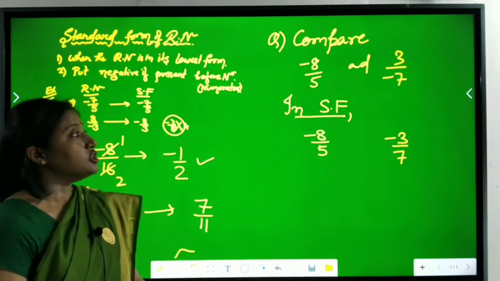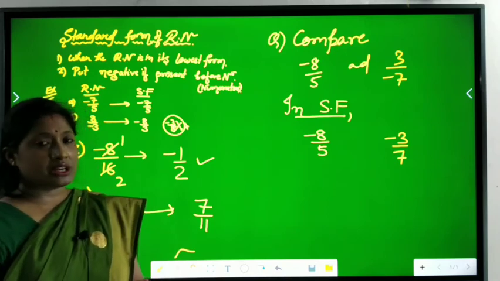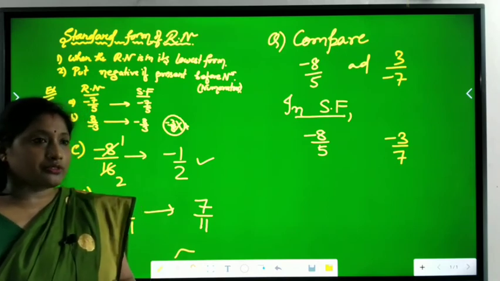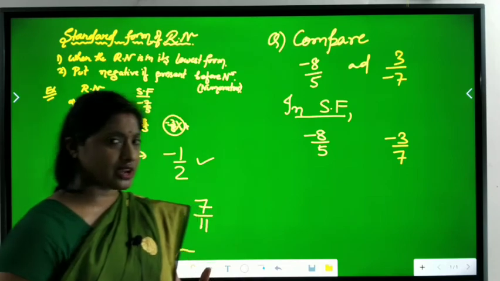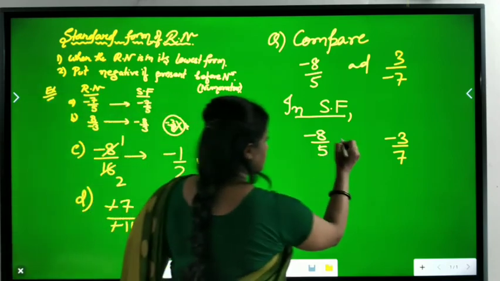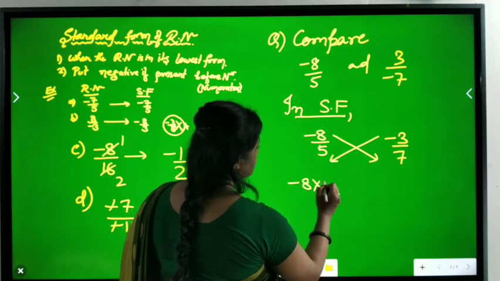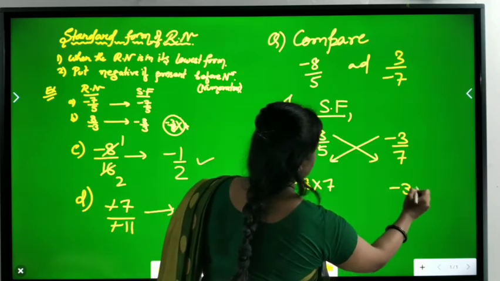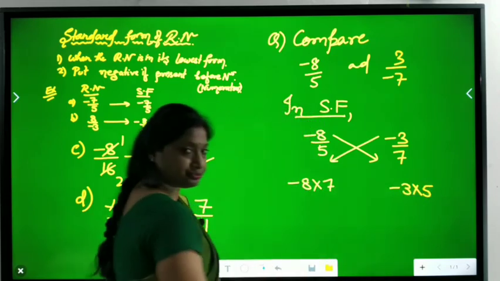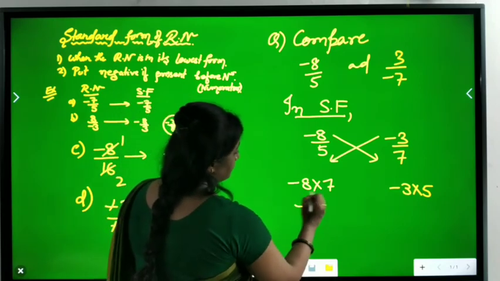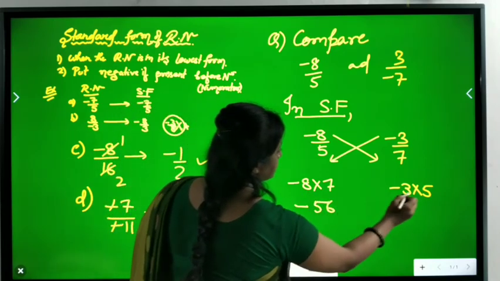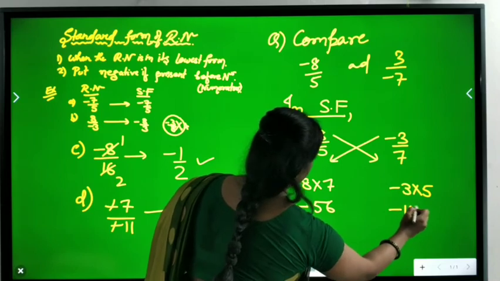Now we will cross multiply. The cross multiplication method you better know; you have read it in classes 4, 5, 6. So what will we do here? We will just cross multiply. 8 into 7, and here minus 3 multiplied by 5. So what will we get here? 8 7s are 56 and 3 5s are 15.